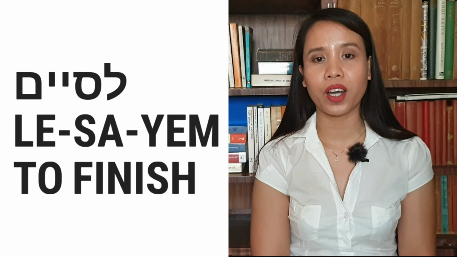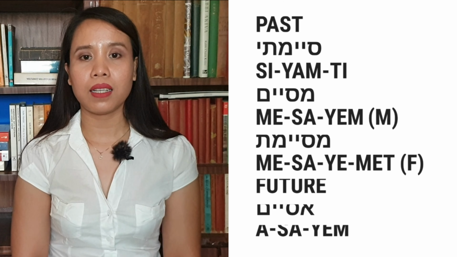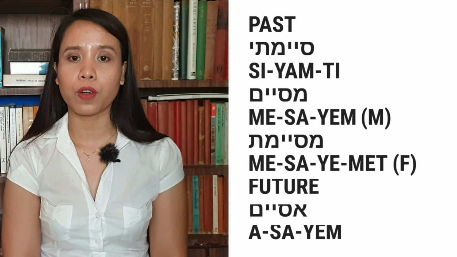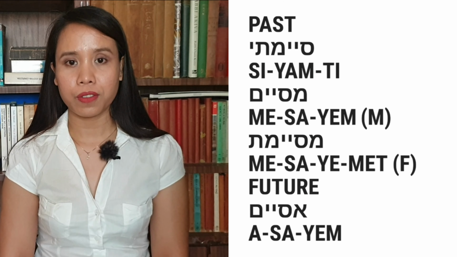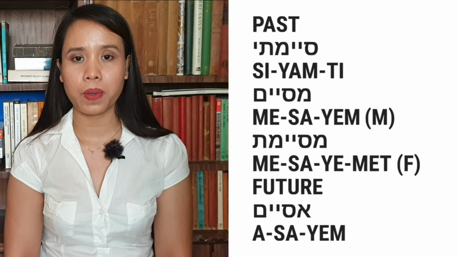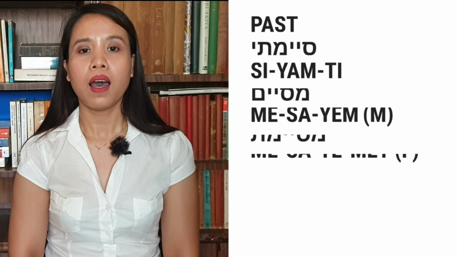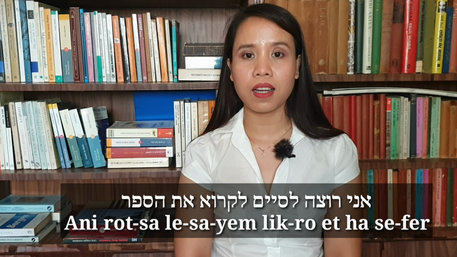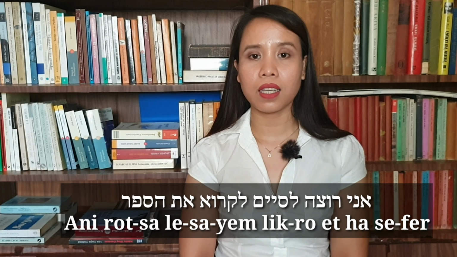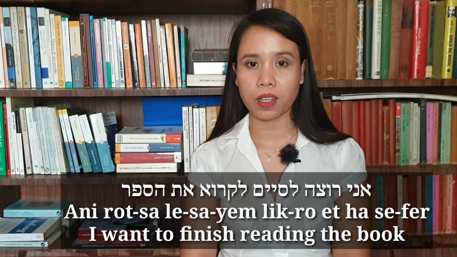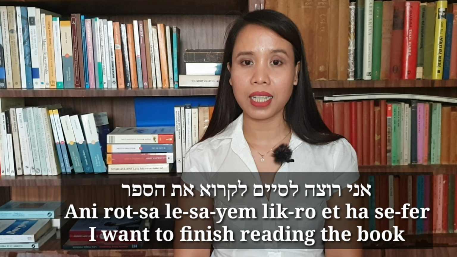Lesayem. Okay? Yung kanyang past tense is siyamti. Okay? Now, yung kanyang present tense is mesayem for male speaker and mesayemet for female speaker. So, ulitin ko, mesayem for male speaker and mesayemet for female speaker. While yung kanyang future tense is asayem. Okay? Yung ating example is ito, aniwotsa lisayem likro eta sefer. So, ulitin natin, aniwotsa lisayem likro eta sefer, which means I want to finish reading the book.